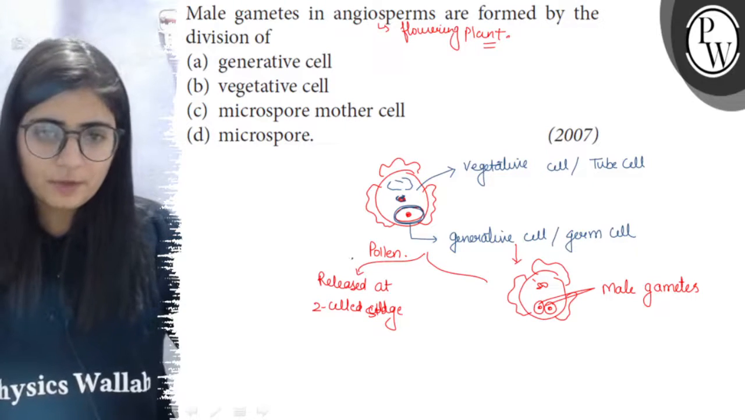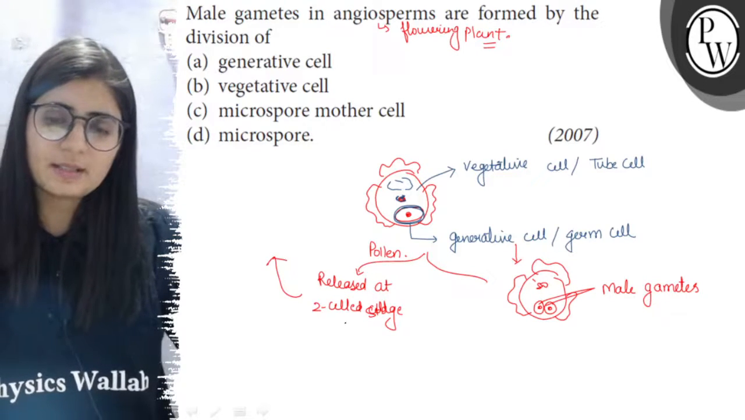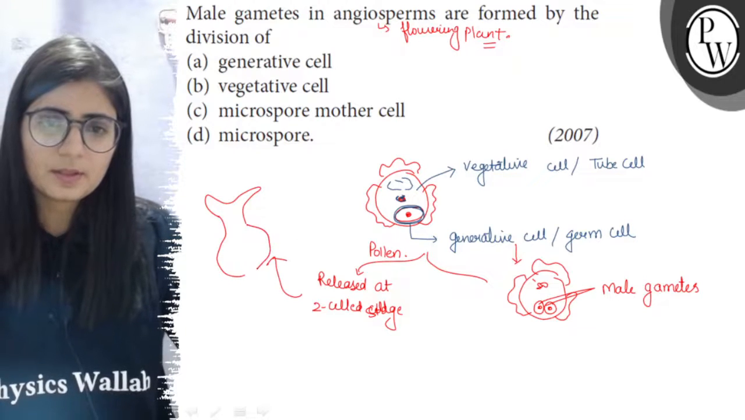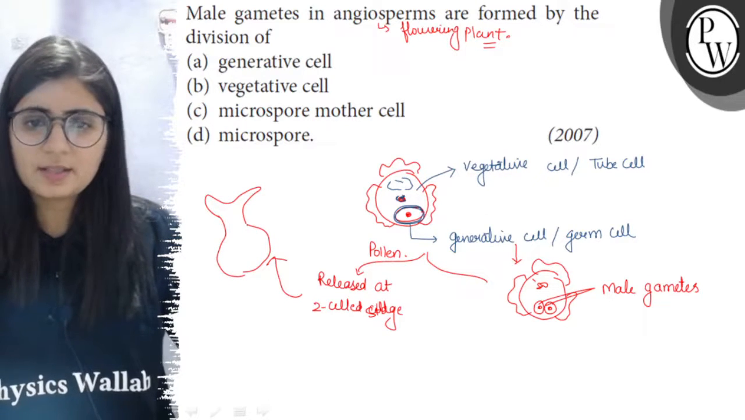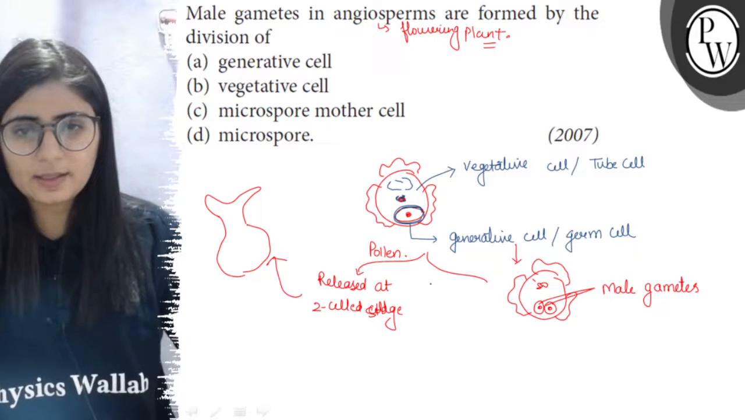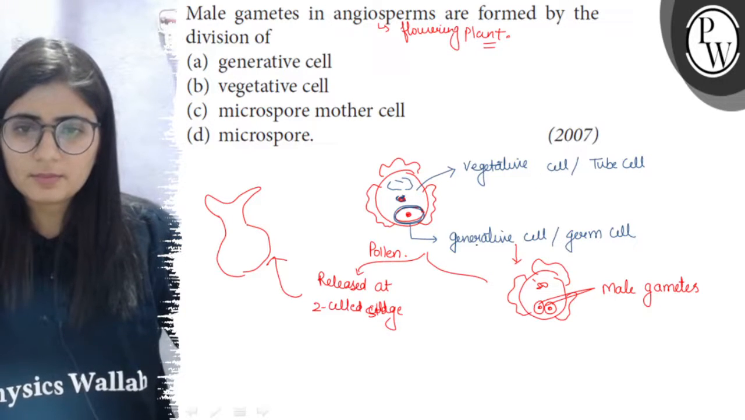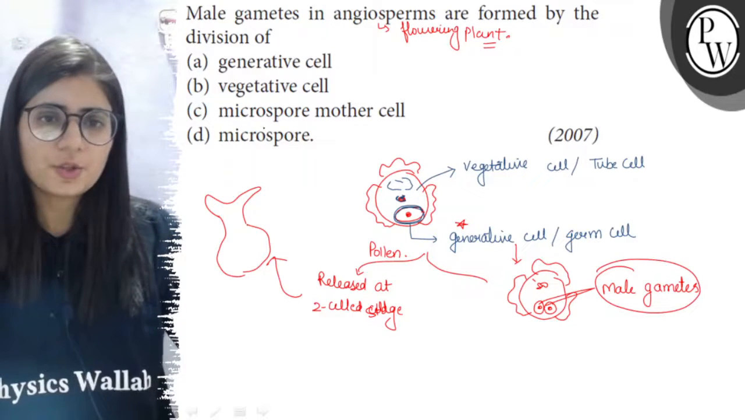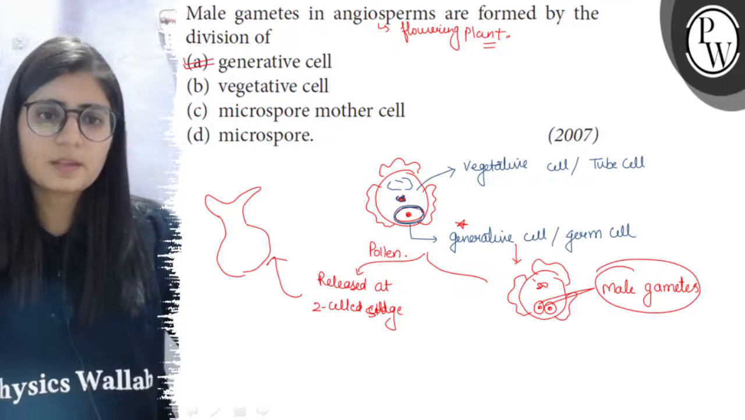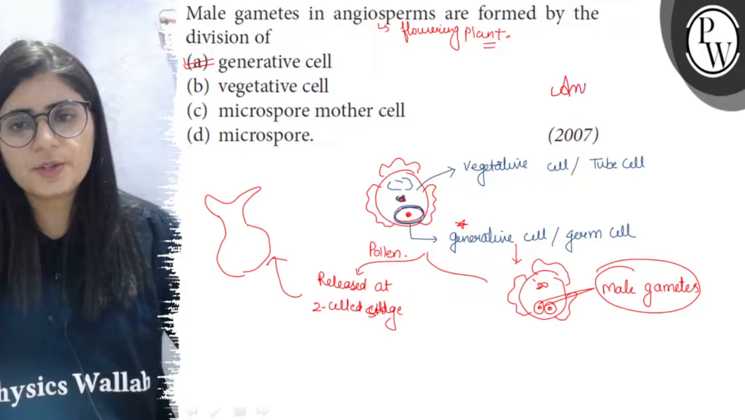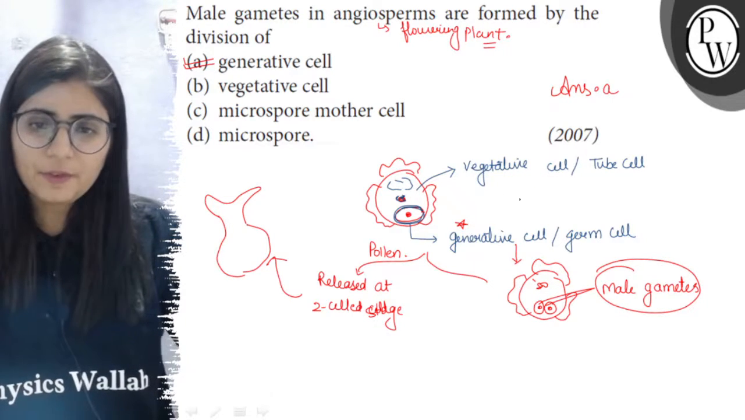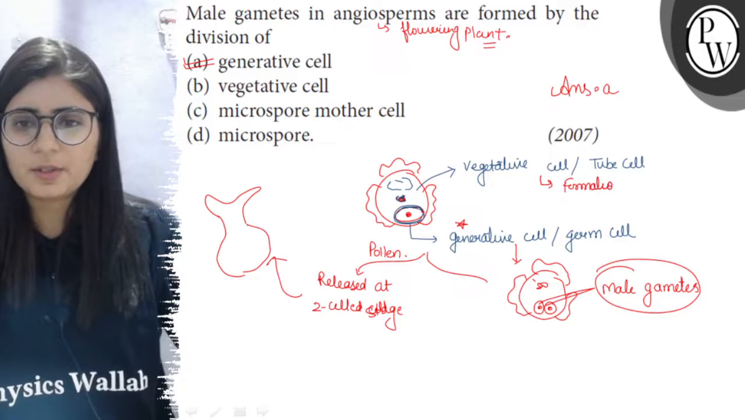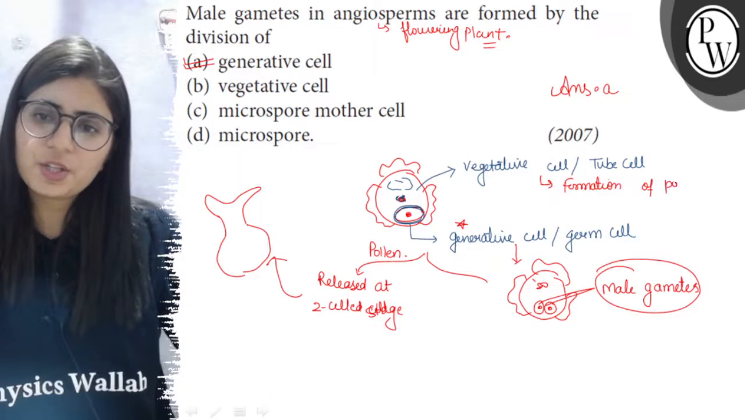Okay, so if the pollen grain is released at two-celled stage, then also after reaching on the stigma, this generative cell divides to form the male gamete. So in either case, the pollen grain cell, which is the generative cell, is forming the male gametes. So the right answer is the generative cell, or option A. So it is the right answer. While the function of vegetative or tube cell is the formation of pollen tube. So tube cell is involved in formation of pollen tube.